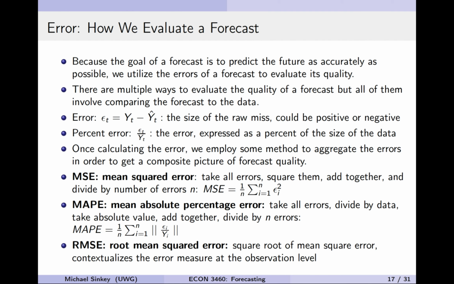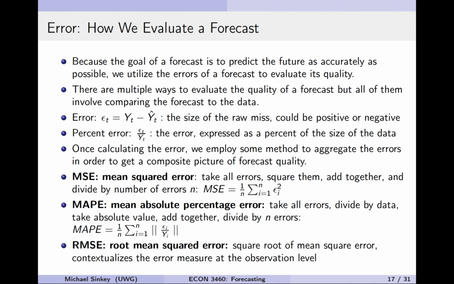So I could under-predict the data, and that would be a positive error. I could over-predict the data, and that would be a negative error, so my forecast is too large. The percent error, I take the error and I divide it by the data. So think of the percent error as being a type of metric that you would use to describe the quality of your forecast to an external audience. I missed by 5%. I missed by 6%.